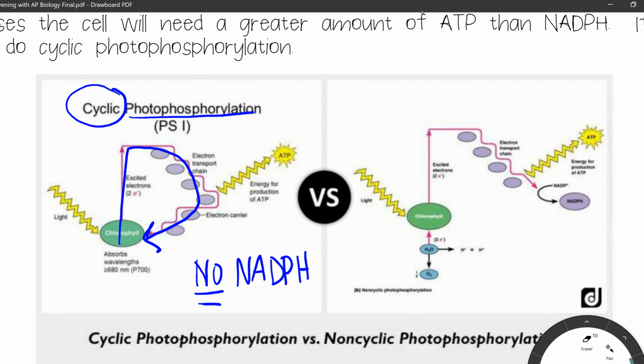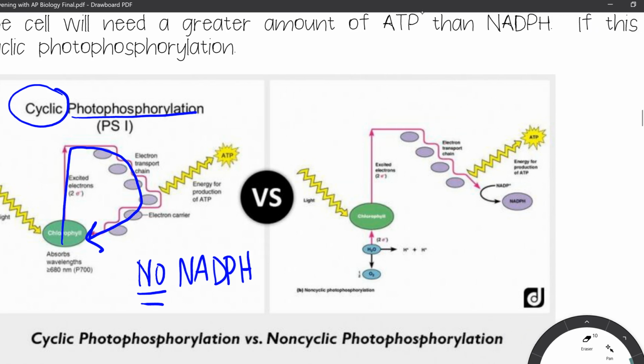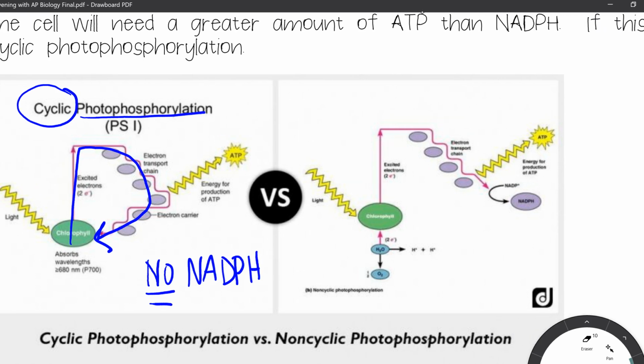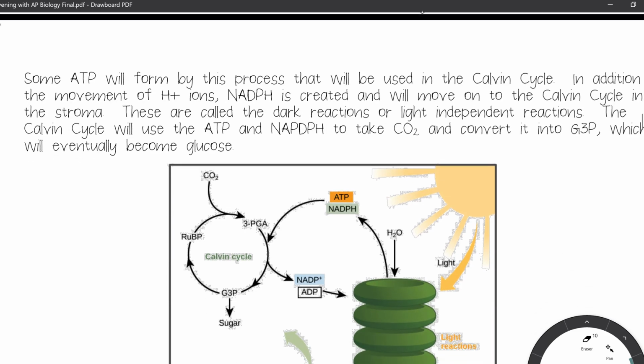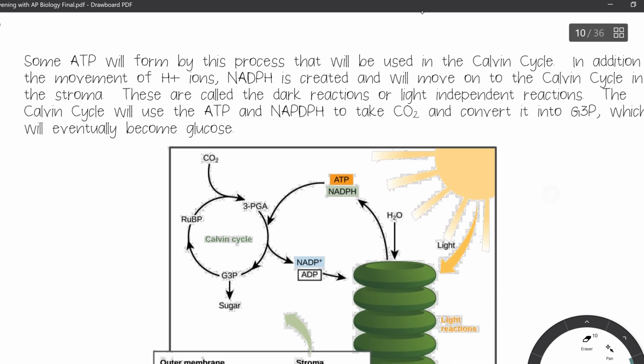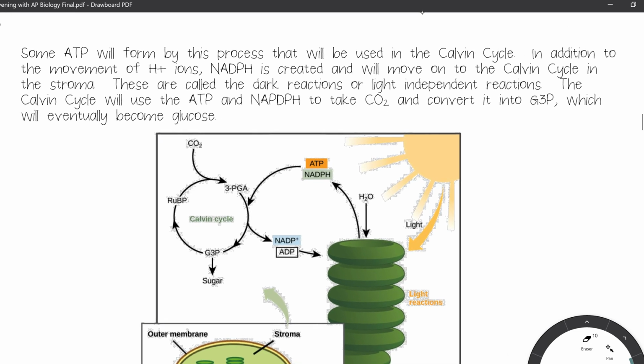Once the plant has enough ATP, it can then go back to what is known as non-cyclic, what we talked about earlier, which is your normal movement of electrons, going through both photosystem 2 and photosystem 1. And there's your NADPH being produced. So some ATP will form by this process, and that ATP will be used in the Calvin cycle. In addition to the movement of the H plus ions, this NADPH is created, and the Calvin cycle, as we said, happens in the stroma.